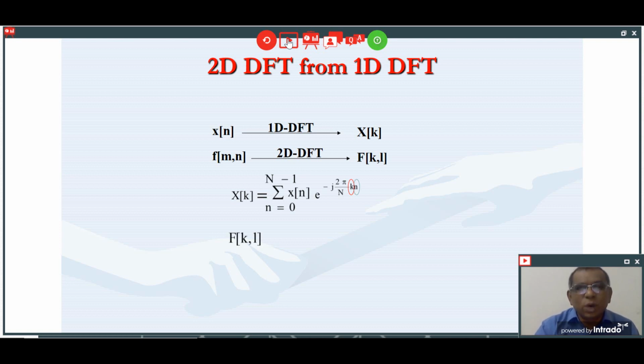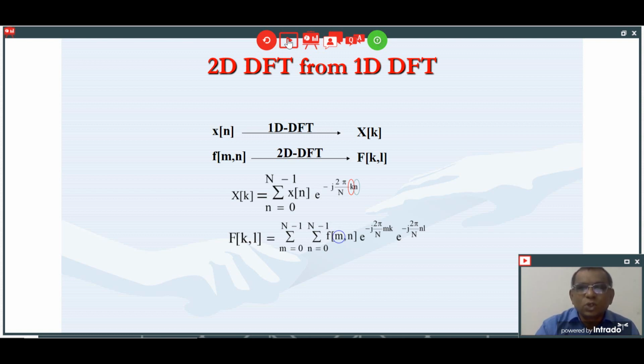In the case of the two-dimensional transform, you have a two-dimensional function, hence it is a function of two independent variables m and n. That is the reason why we have two summations here followed by f of m comma n. Then we have the complex exponential which forms the basis function of the Fourier transform.